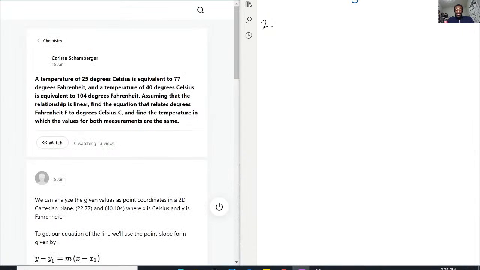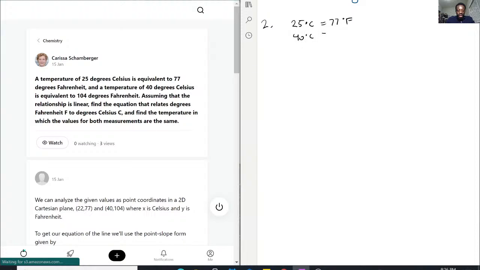We have a temperature of 25 degrees Celsius is equivalent to 77 degrees Fahrenheit. So 25 degrees C is equal to 77 degrees F. And 40 degrees Celsius is equal to 104 degrees Fahrenheit. Assuming that it's a linear relationship, we want to find an equation that relates degrees Fahrenheit to degrees Celsius. It doesn't really say, but I'm going to use Fahrenheit as my rise and Celsius as my run. What do I mean? I'm going to assign these as my y and these as my x.